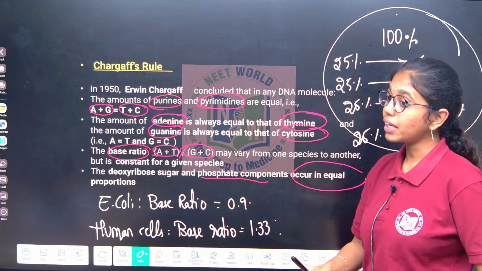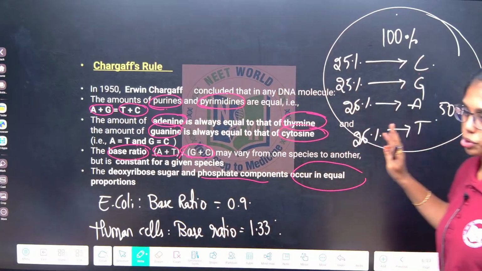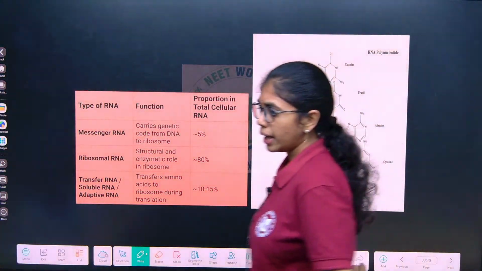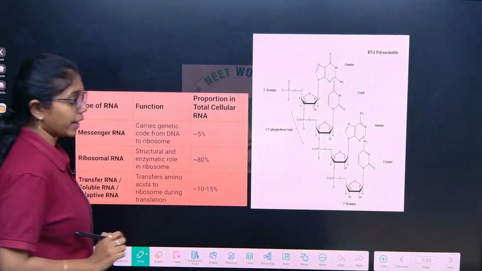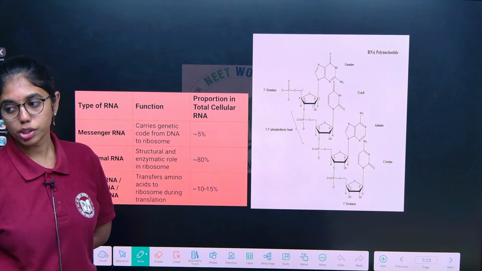You have to be clear with Watson and Crick's model. After that, Erwin Chargaff's propositions. Okay. Next, types of RNA. Before knowing the types of RNA, you should be clear with the synthesis of RNA. Where is RNA actually synthesized?